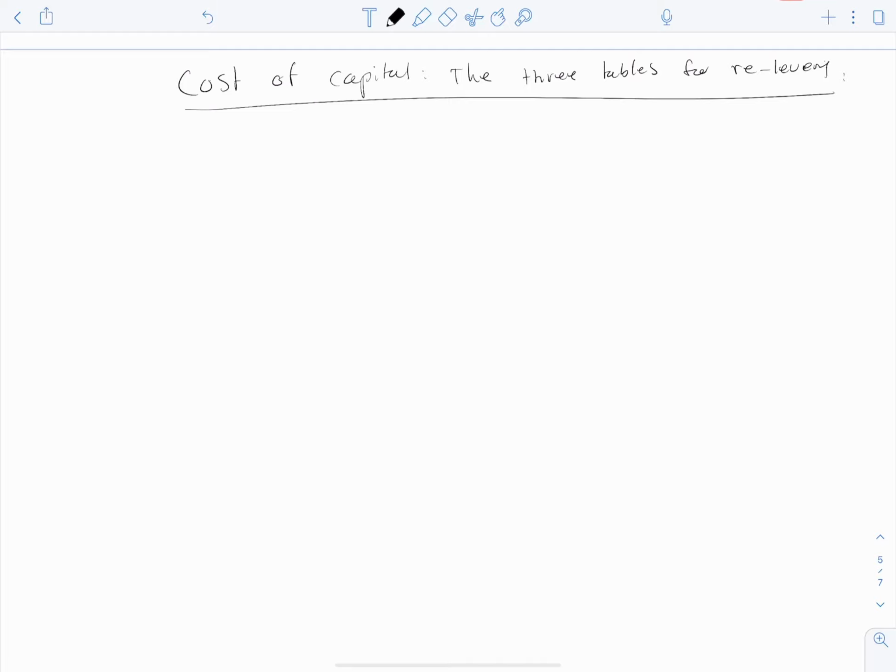In this video, I'll cover the exercise called cost of capital, the three tables for relevering or unlevering. Here, you'll see that I'll likely split this video into two, but let's get started.